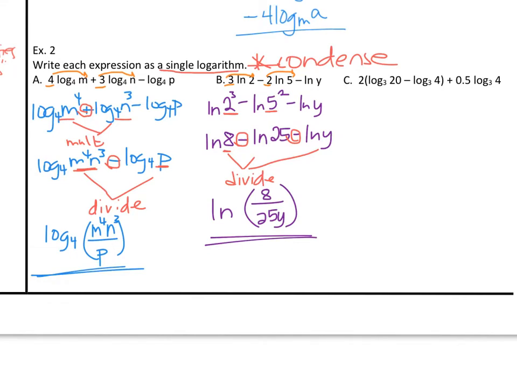For our last example, we have 2 times the parenthesis log base 3 of 20 minus log base 3 of 4 plus 0.5 log base 3 of 4. Now, thinking order of operations, we'd want to condense the parenthesis first.